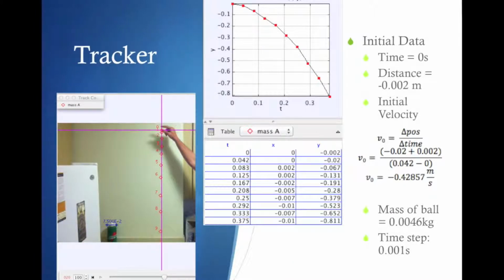So when I took the video and put it in a tracker, the initial data was: my initial time was 0, the initial distance was 0.02 meters, and my initial velocity was determined by the change of position over the change in time for the first 2 points. There's the formula written out, and it ended up being negative 0.42857 meters per second. The mass of the styrofoam ball was 4.6 grams or 0.0046 kilograms, and the time step was 1/1000th of a second.